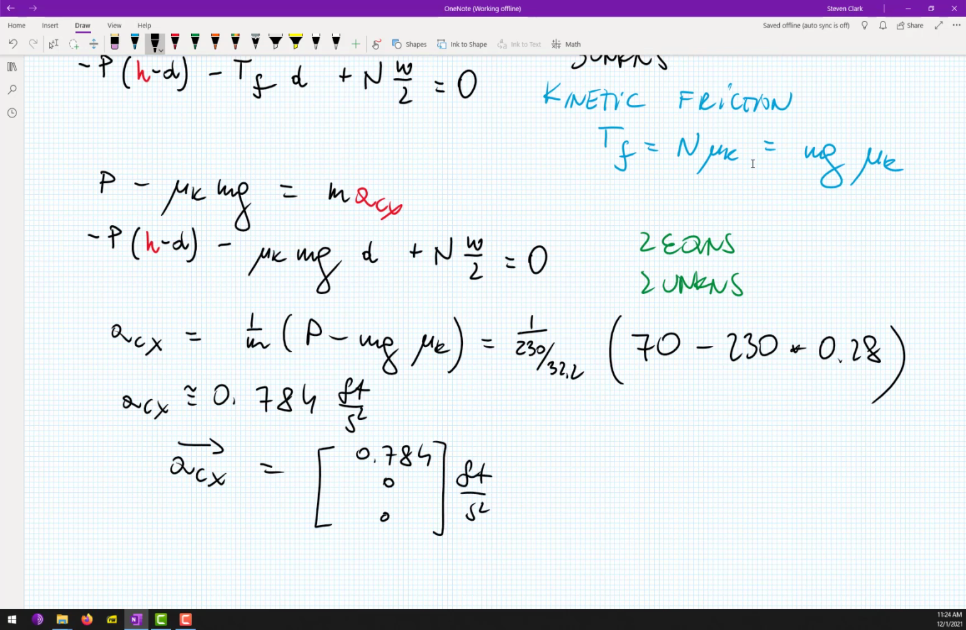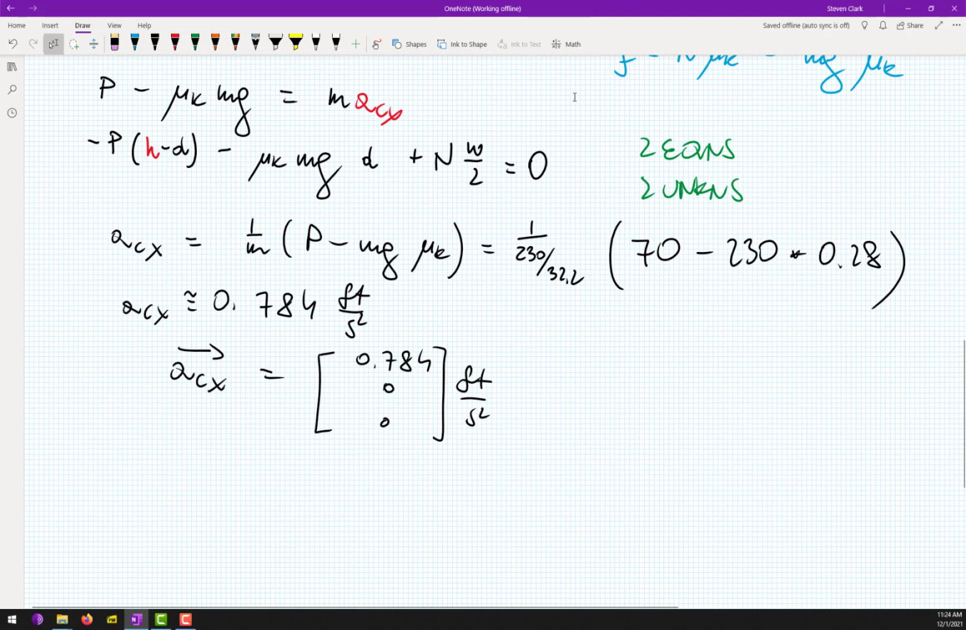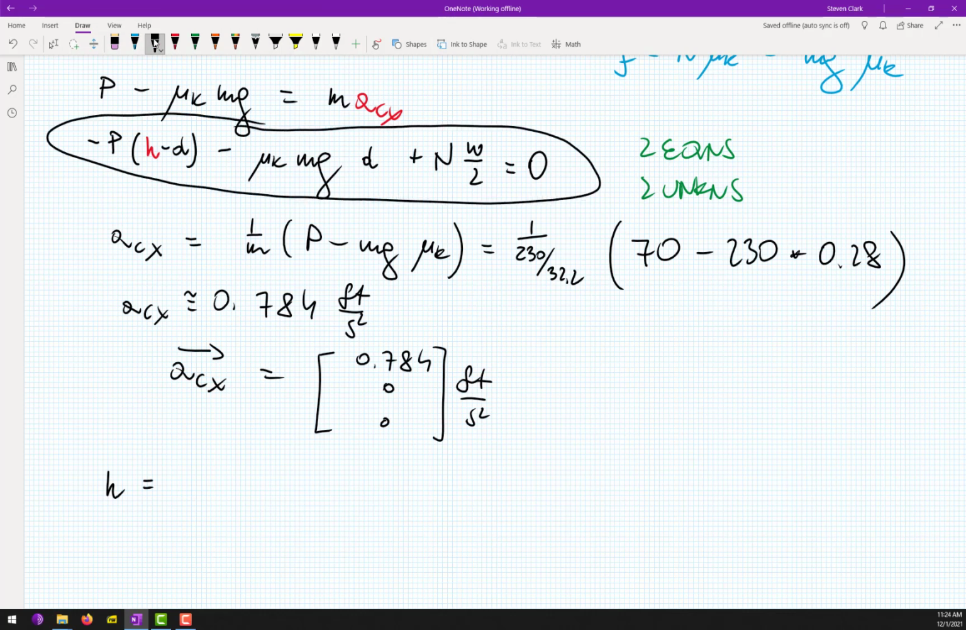Which is physical, because that guy is pushing it towards the right. Our cabinet has to go towards the right. And this is actually not what they ask us for. They ask us to find h. So h can be found from this expression. And if you solve it and plug in values and grab your calculator, you will end up with h being approximately 2.21357 feet. Cool. So these are the answers.